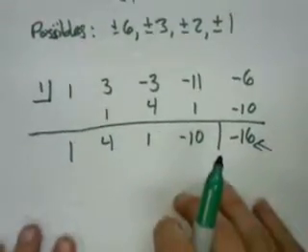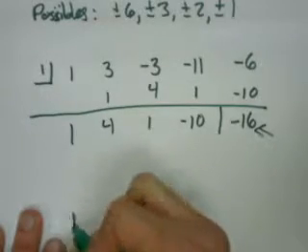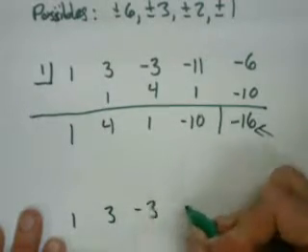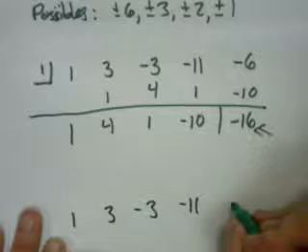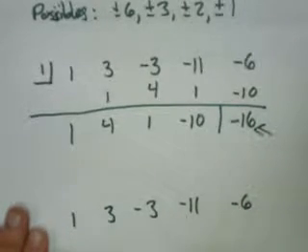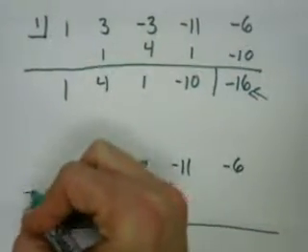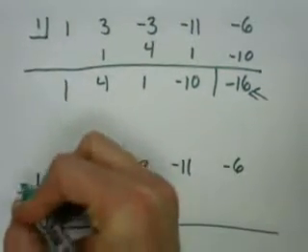So what I'm going to have to do now is recopy this line here: 1, 3, negative 11, and negative 6. And I'm going to have to synthetically divide another number into it. So let me bump this up. I'm going to try a negative 1, like 1, but just flipping the sign.